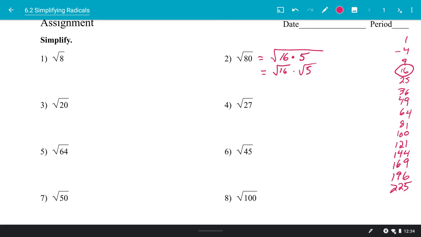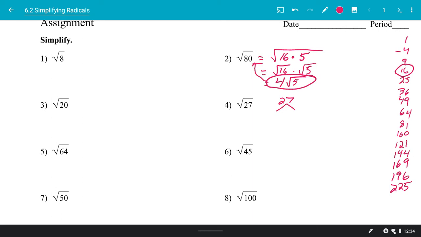And since we know 16 is a perfect square, that then means 4, because 4 is the square root of 16, times the square root of 5. And that's your simplified version of the square root of 80. That is called simplifying a radical. Now, that's one way to do it. The other way is to use a factor tree.